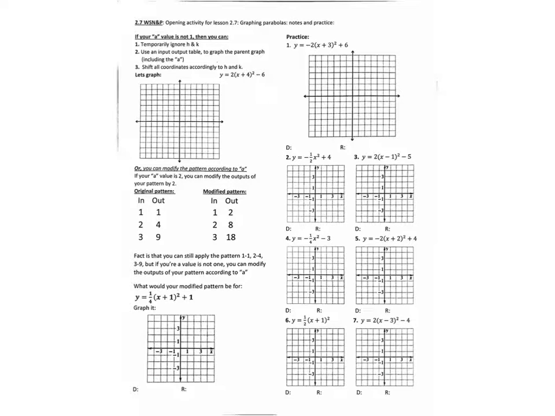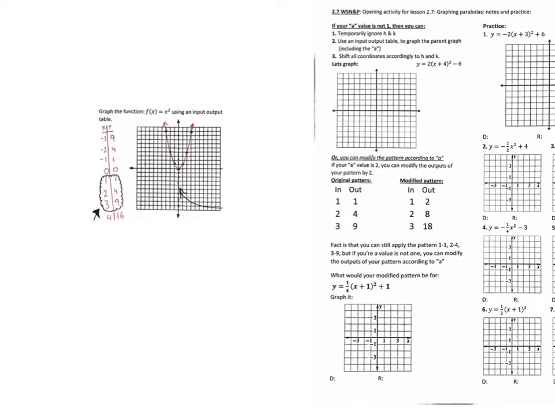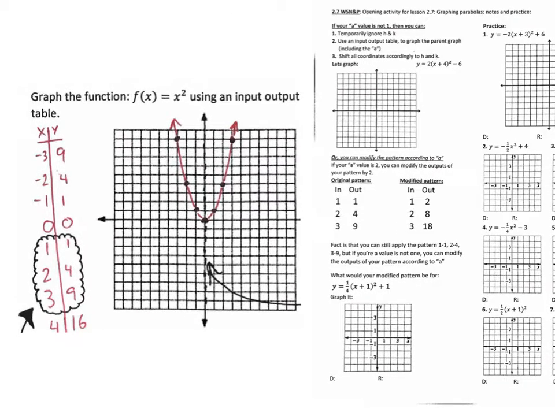All right, ladies and gentlemen, yesterday we learned about graphing parabolas that had the a value of 1. We know that the a value tells you how wide or how narrow it is. So here's the parent graph that we looked at yesterday from our notes. It's a regular U-shaped curve, the parabola. It's a parent graph f of x equals x squared.